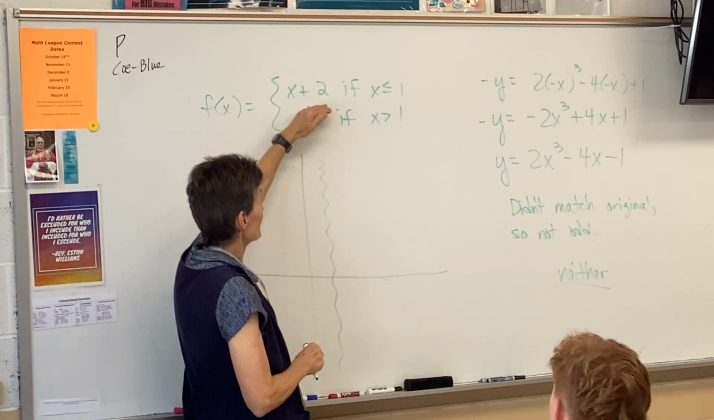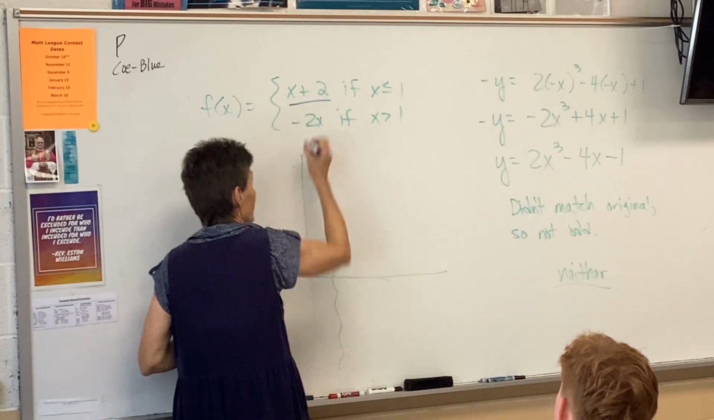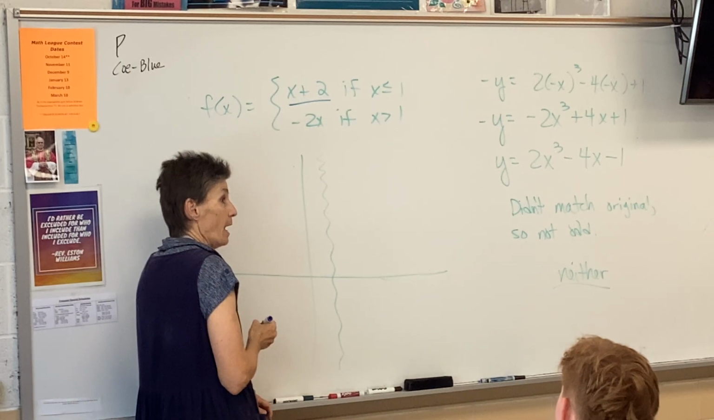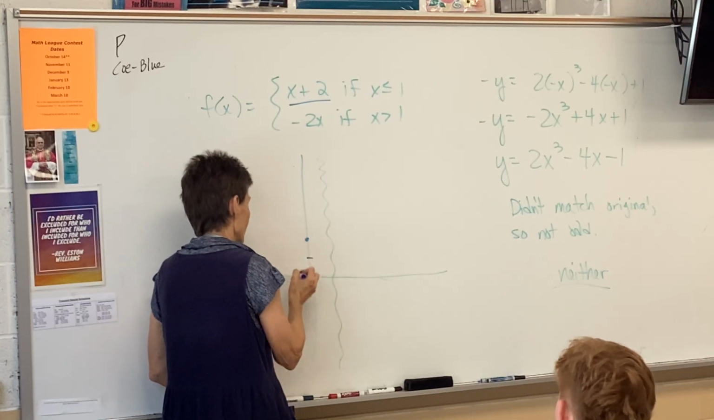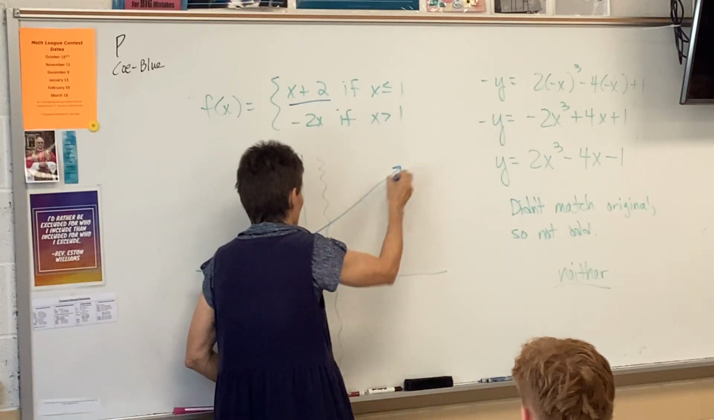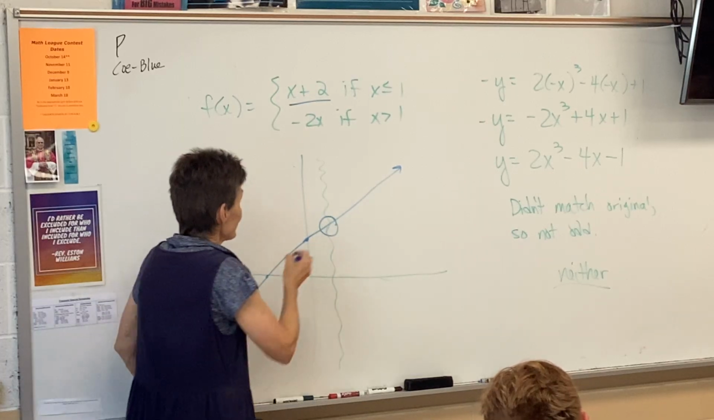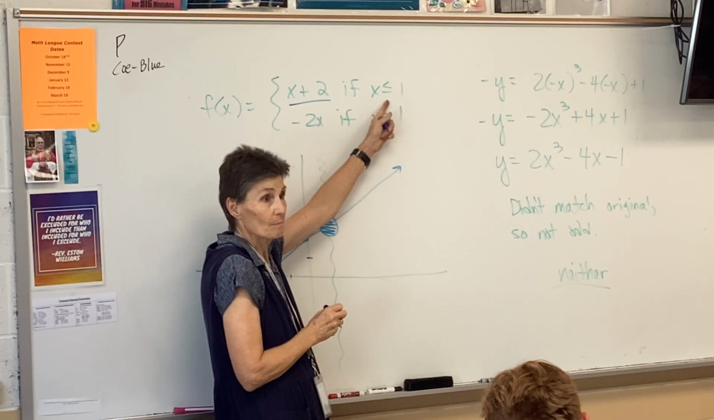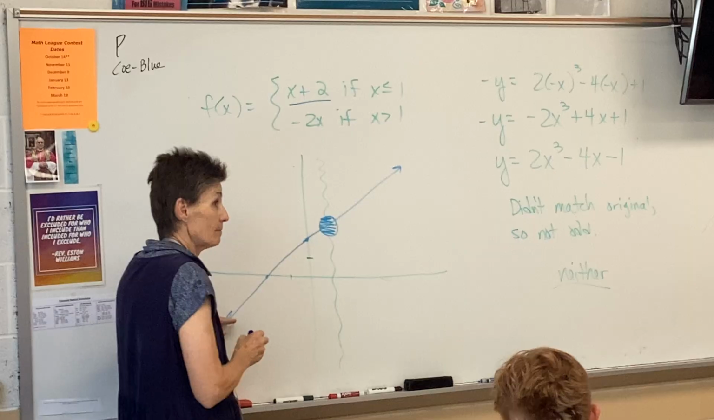All right, what does x plus 2 look like? X plus 2 is a line, a version of the identity, moved up 2. That dot will actually be closed this time. And I'm going to keep this side of it.